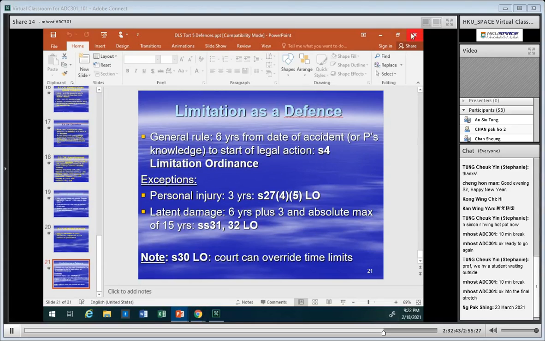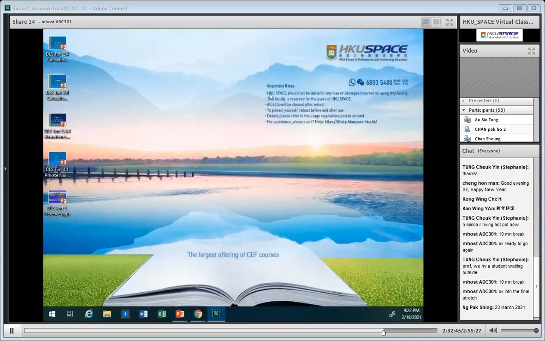So let me just set up the PowerPoints first. Where are you? Where is private dispute? I can't see because it's so small. Where is private nuisance? What number are you?